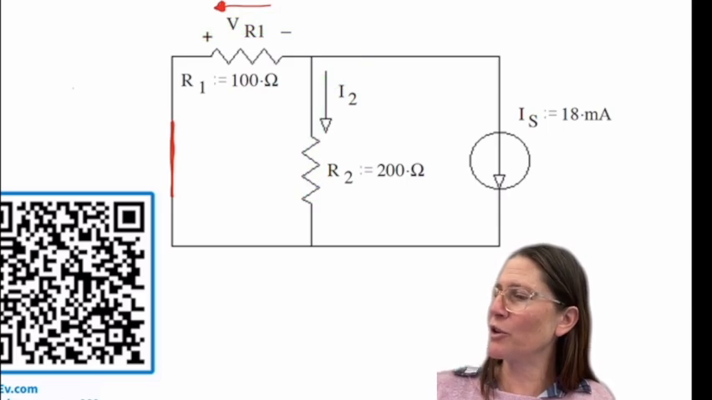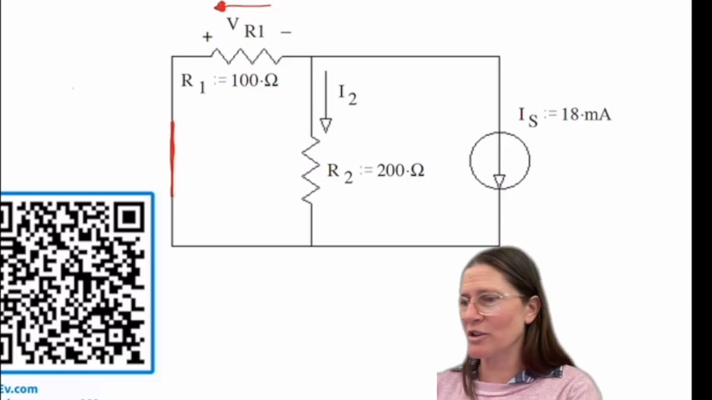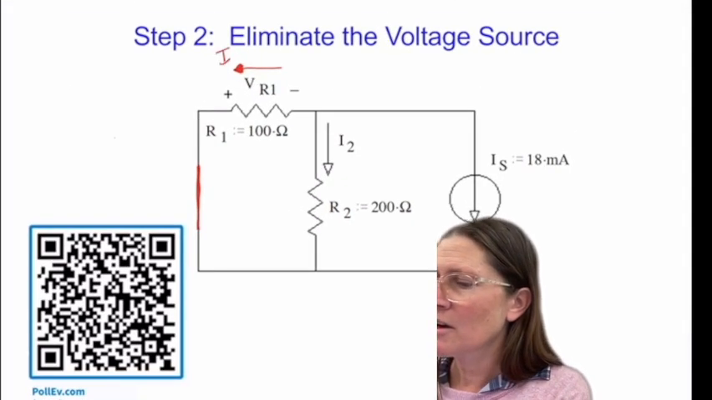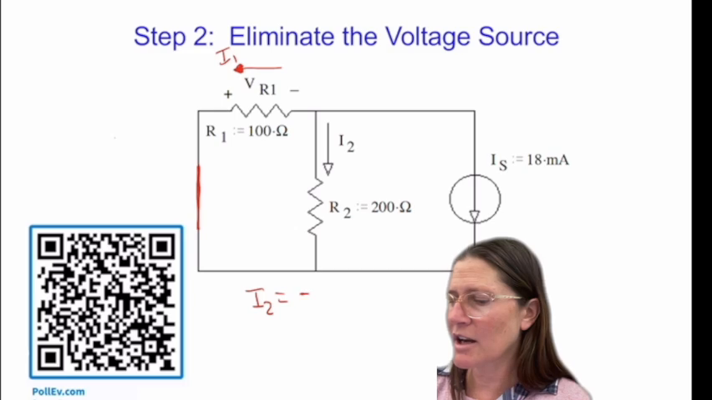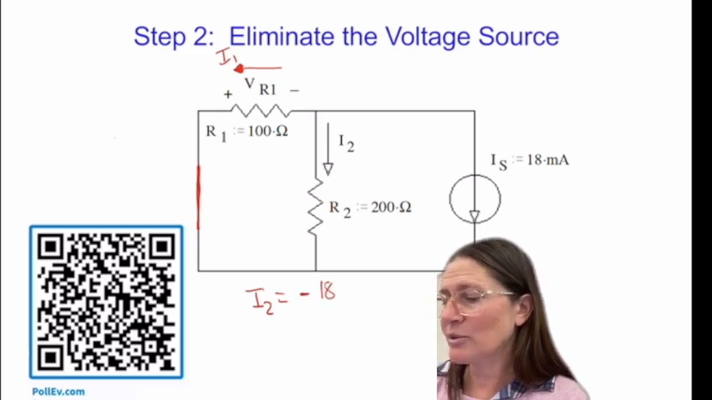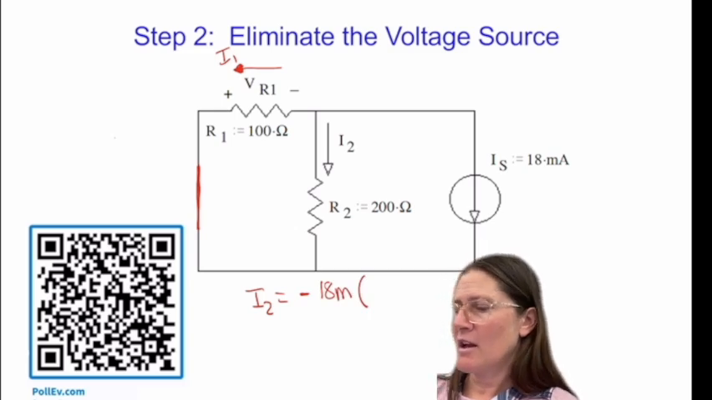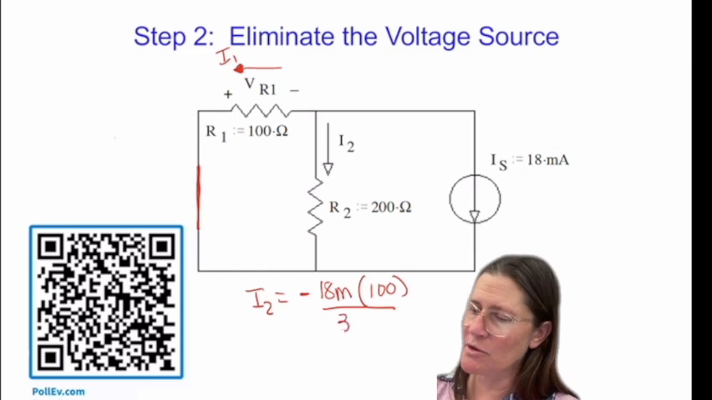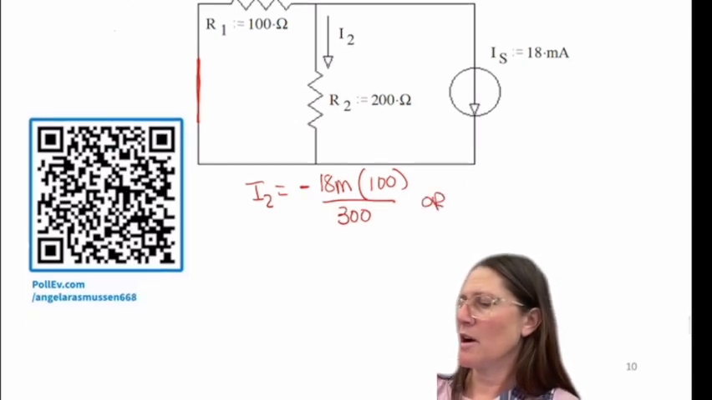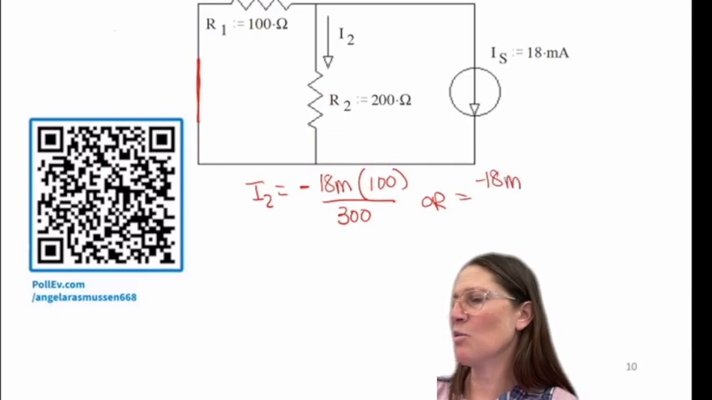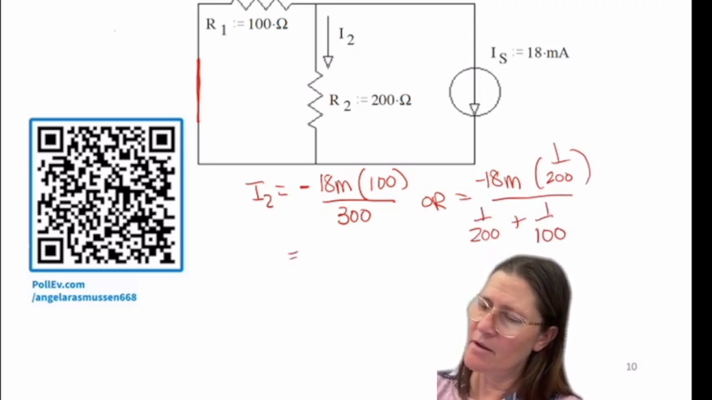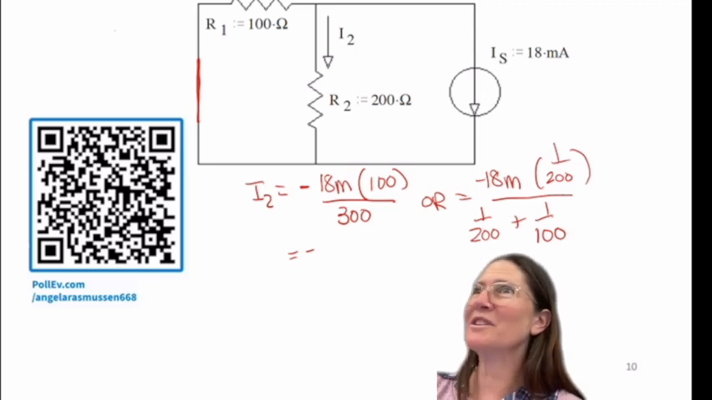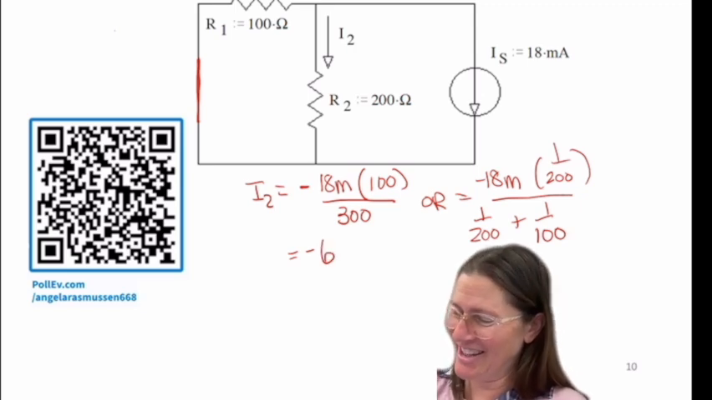So if I notice this is a current divider and I use a current divider equation, I'm going to call that I1. Then I2 would be a negative IS, which is 18 milli, and then 100 over 300, or I could say it's negative 18, 1 over 200, and then 1 over 200 plus 1 over 100. Was it 6 milli? Thank you. I'm pretty sure it was 6 milliamps.